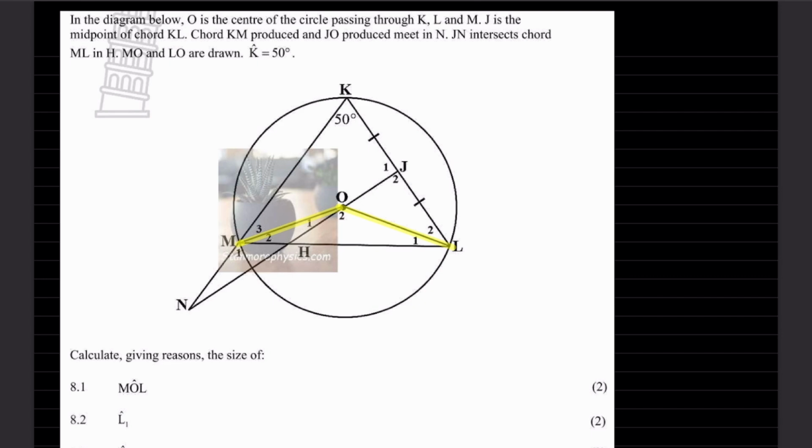We know that the angle at the center of a circle is equal to 2 times the angle at the circumference. So the angle at the circumference was given to us as 50 degrees, which means that the angle at the center will be 100 degrees.